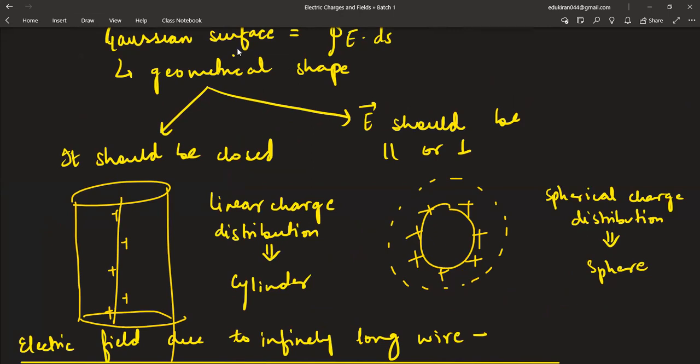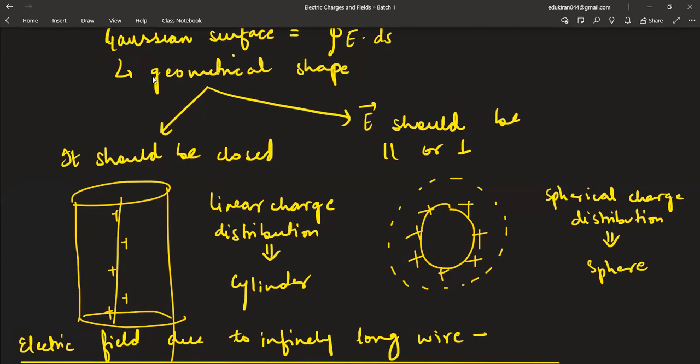Firstly, for any question of Gauss theorem, we draw a Gaussian surface. Now, what is this Gaussian surface? The Gaussian surface is basically a geometrical shape that we draw to enclose the surface. We have studied that Gauss law is applicable only for closed surfaces. So we need closed surfaces, right?